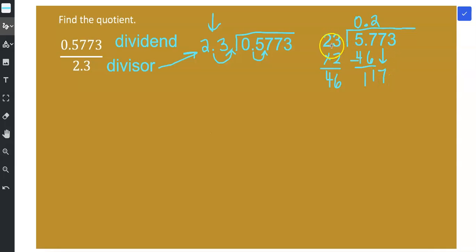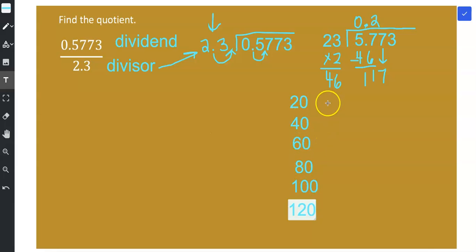Now I can ask, how many times does 23 go into 117? Well, I'm going to estimate by counting by 20s because 20 is pretty close to 23, and it's easy to count by 20s. So 20, 40, 60, 80, 100, 120. So I'm thinking 1, 2, 3, 4, 5. I'm going to try 23 times 5.